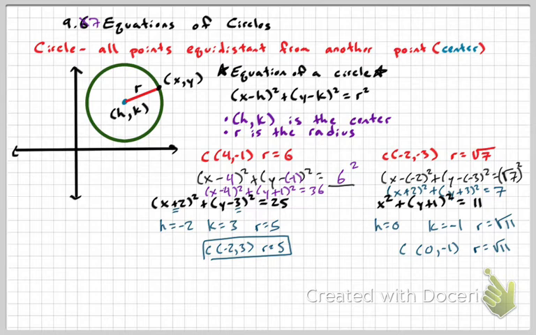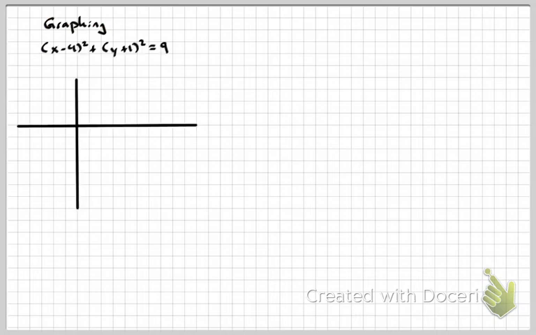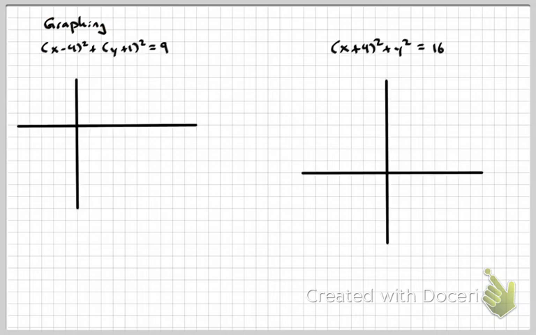So that's the first process, just being able to look at an equation and be able to say, okay, here's the center and here's the radius. Now let's go ahead and do some graphing. All right? So graphing a circle is pretty straightforward, pretty simple. The first thing we have to do is find the center of our circle. So in this case, my h is 4. My k is -1, because it's positive here, so it's a negative.